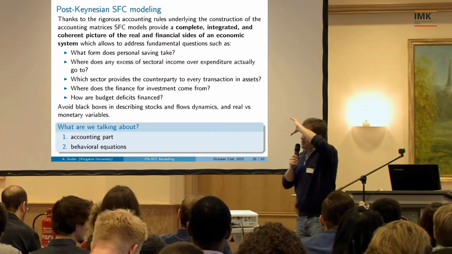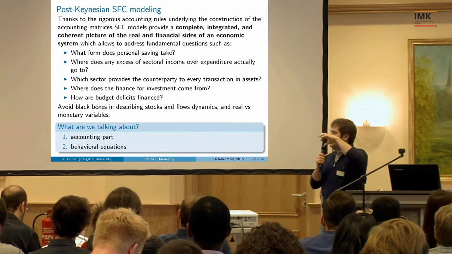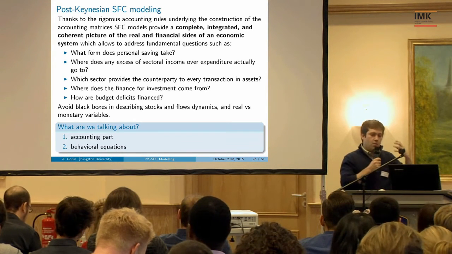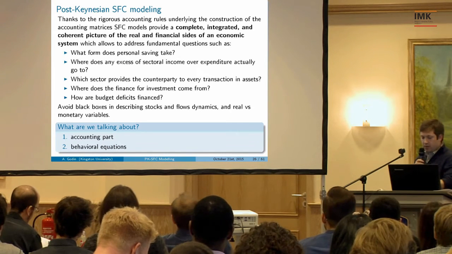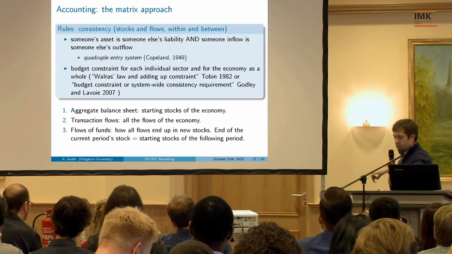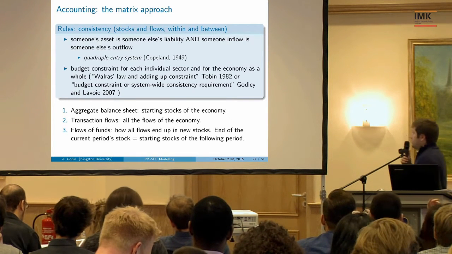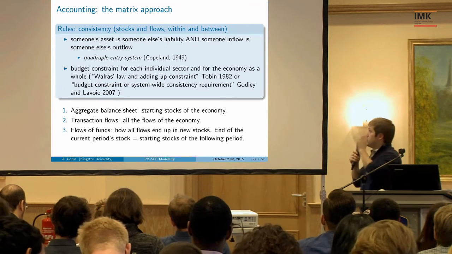So you actually have a complete vision of the world. You have no black box, and you understand the dynamics of all the relevant stocks and flows. More formally, we actually have two parts: accounting and behavioral equations. So the accounting part. Well, the first important part is rules.